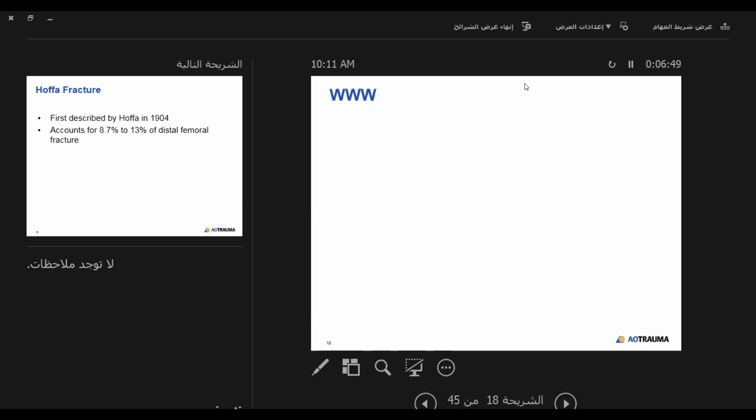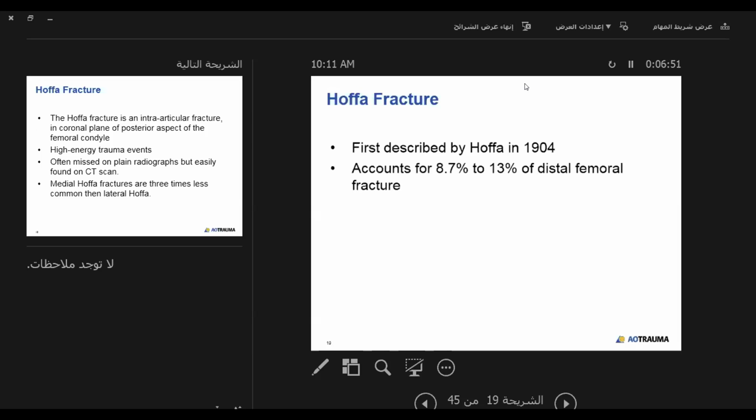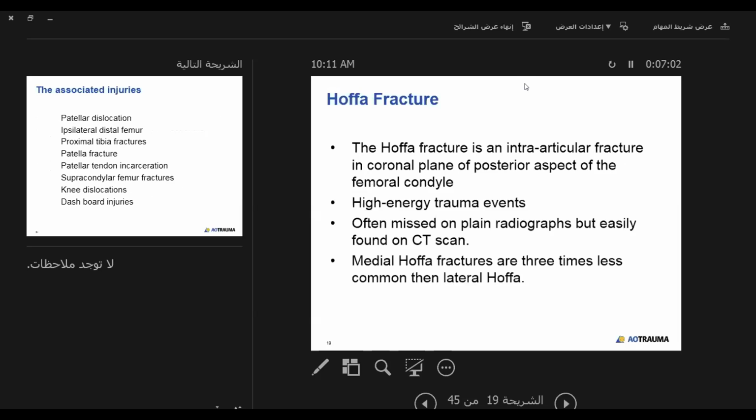So reviewing the literature about the Hoffa fracture, it was first described by Hoffa in 1904, and it accounts for around 8 to 13% of distal femoral fractures. It is an intra-articular fracture in the coronal plane, at the posterior aspect of the femoral condyle, from high energy trauma. Often it is missed on plain X-rays, but easily found on CT scan, or sometimes if you order an MRI earlier.